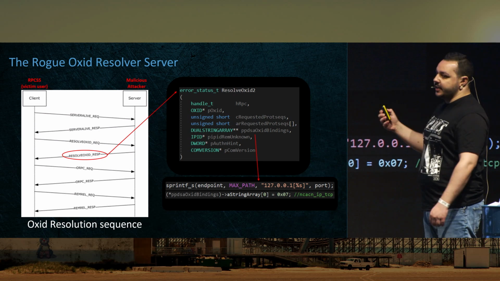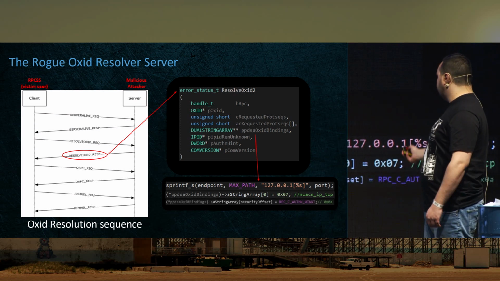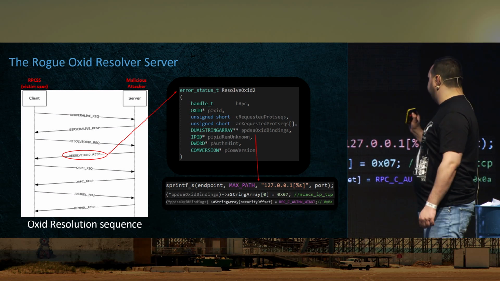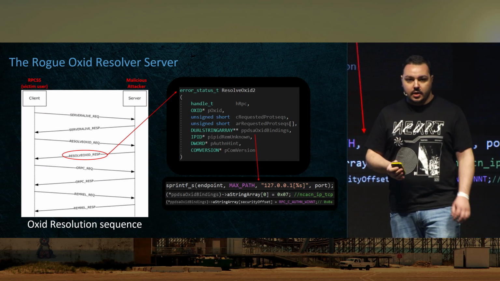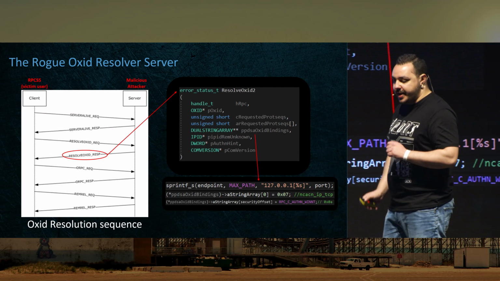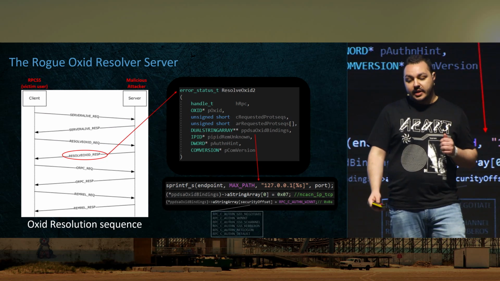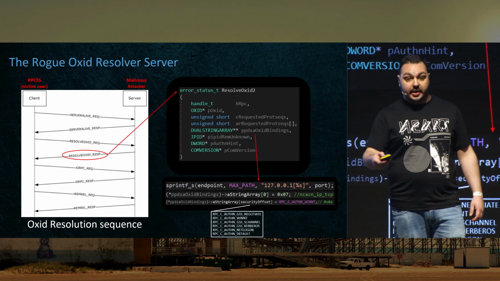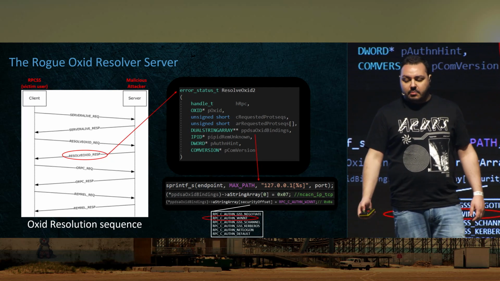We are telling the client to use RPC over TCP. And last but not least, we are telling the client to use the authentication provider WinNT. Only with this provider were we able to unset the signing flag. In fact, these are the kinds of authentication providers you can give from this call. WinNT is NTLM, of course.